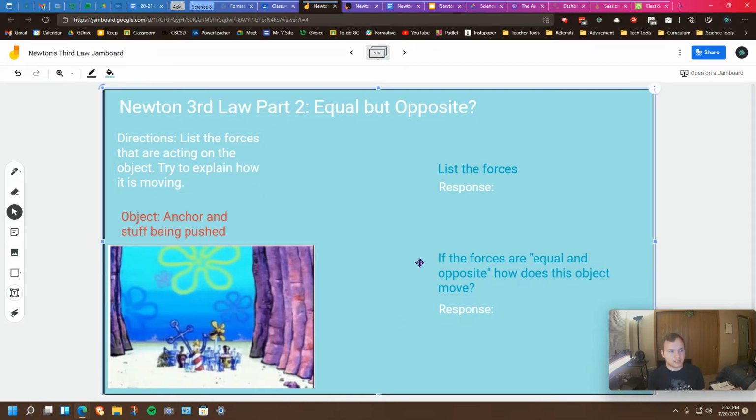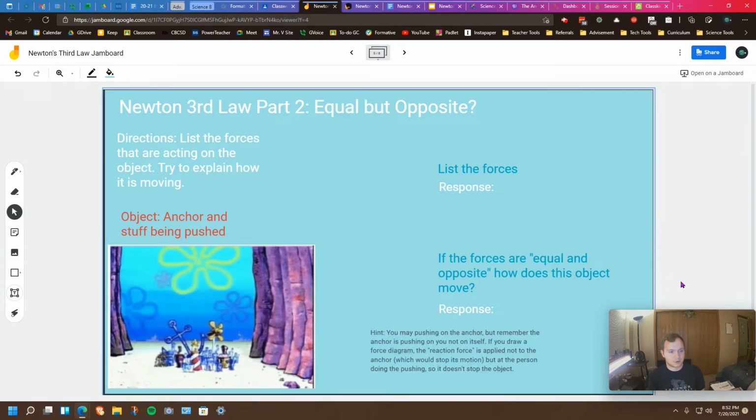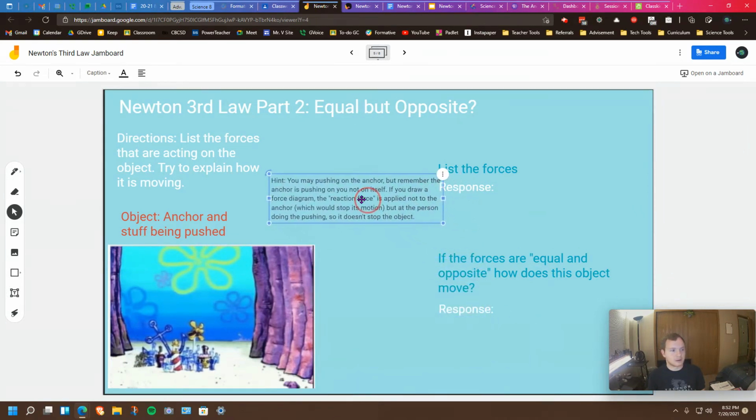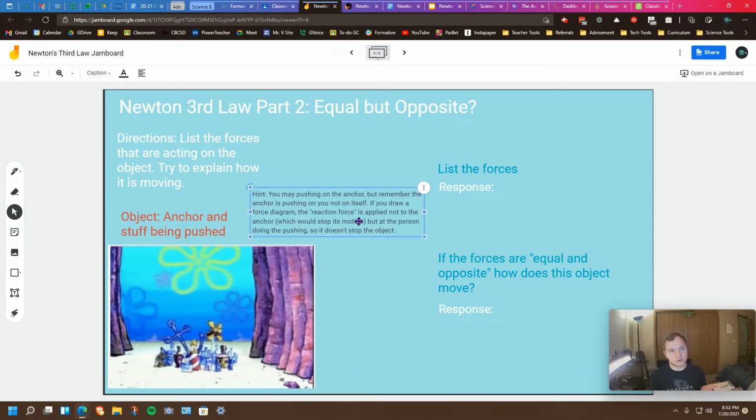And so I actually have a hidden hint behind this thing. See that? Isn't that cool? So here's my hint that'll kind of help you, and this will be on yours too. So you, as in these little people, maybe pushing on the anchor, but remember that the anchor is not pushing on itself, the anchor is pushing on you.